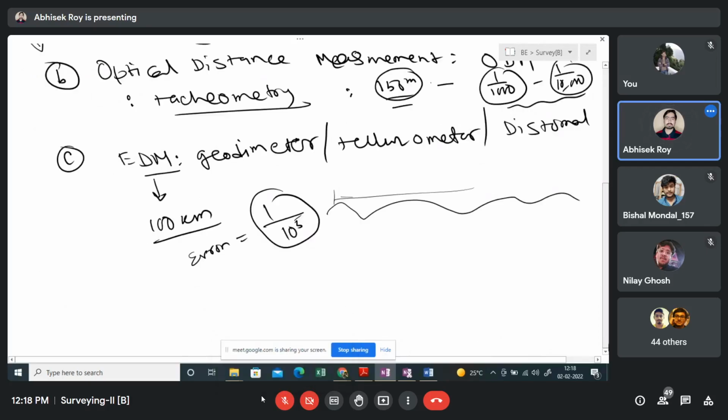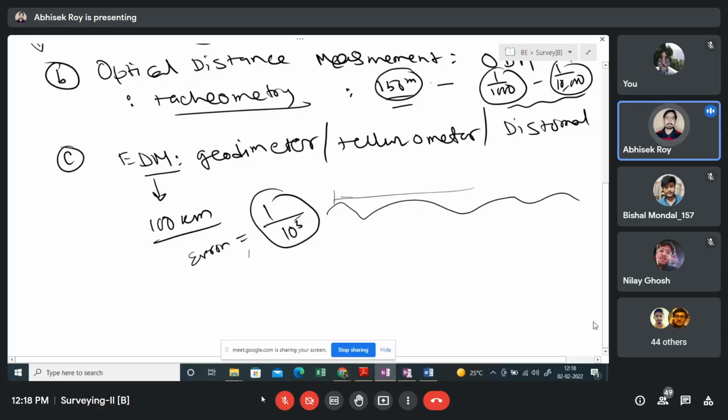Now, EDM we are using as a general term for distance measurements by an instrument where electromagnetic wave propagation will be used. Their reflection and their reception also we will use.